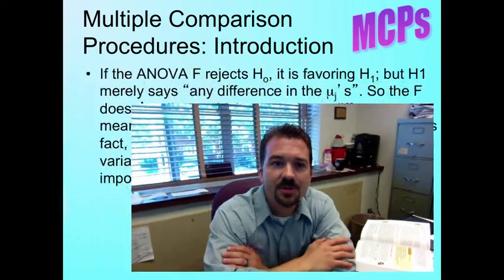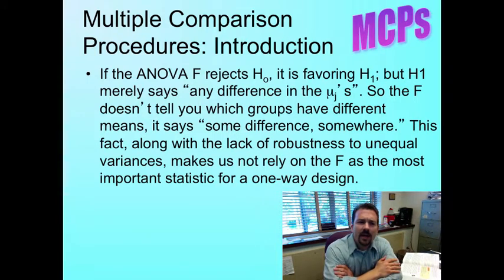So, multiple comparison procedures. As I pointed out last time, if the ANOVA F rejects the null hypothesis, so if your obtained F value, the mean square between divided by mean square within, is high enough above 1, your obtained F will be greater than your critical F, therefore rejecting your null hypothesis. It favors your alternative, but it doesn't clearly support your alternative hypothesis usually, because your alternative hypothesis is not just going to be that there's some difference somewhere. That's all the F tells you.